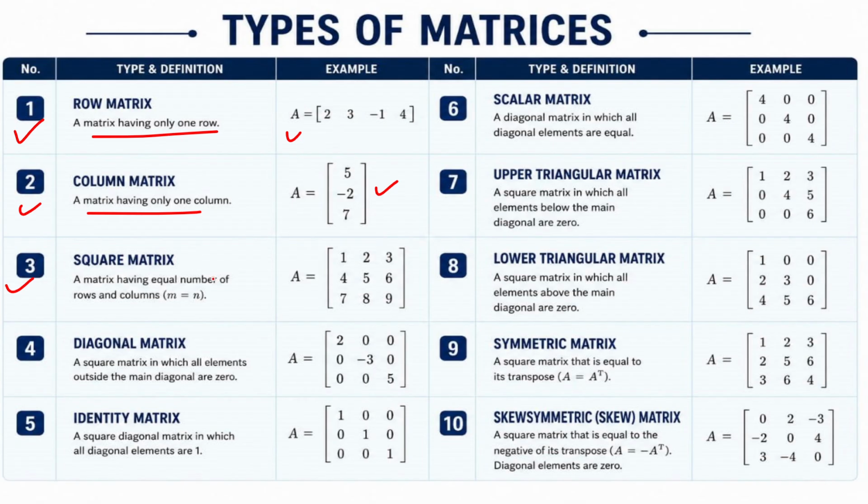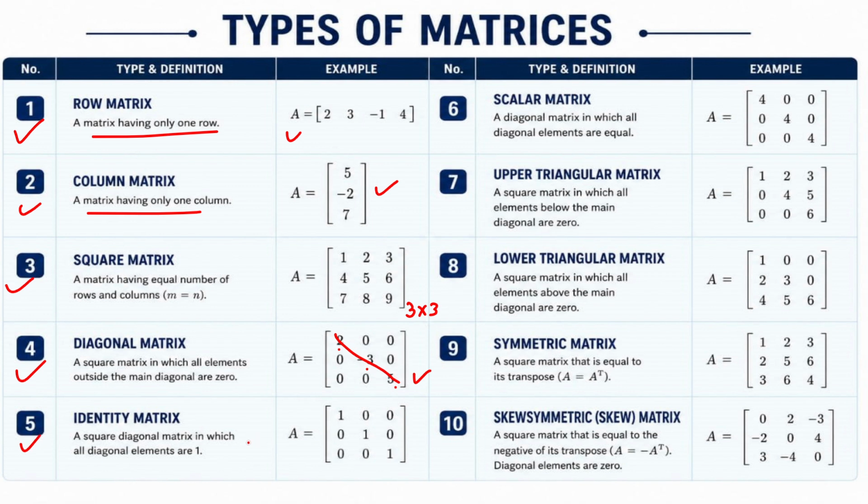Square matrix. A matrix in which the number of rows and columns are the same. Like here you can see there are 3 rows and 3 columns. So this kind of matrix is called a square matrix. Next is the diagonal matrix. You can see here 2, minus 3, 5. These elements are called diagonal elements. A matrix in which all elements outside the diagonal elements are 0 is called a diagonal matrix. Means only diagonal elements will have some value, remaining all values will be 0.